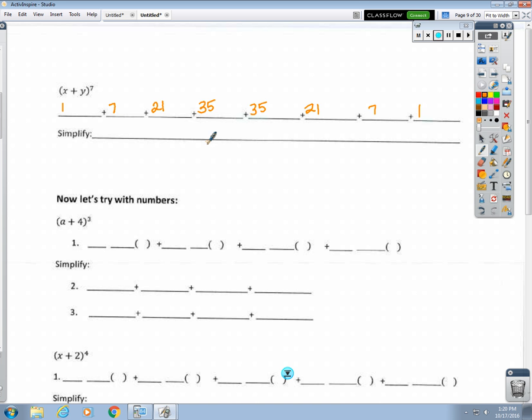Then the next thing you're going to do is bring down the terms from the binomial. X was first, so it comes down first. And then y was second, so it comes down second.